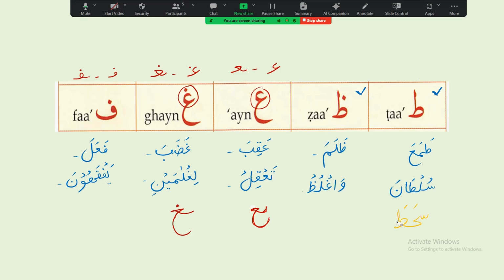Let's move on to the Za alphabet, sisters. When it comes at the start, the example is ظلم. When it comes at the end, we have this example: واغلظ. واغلظ, at the end here.